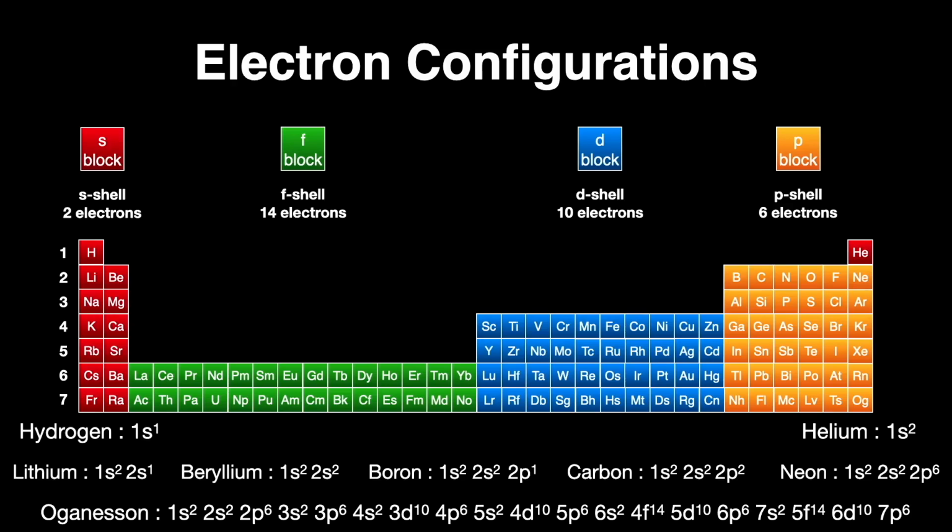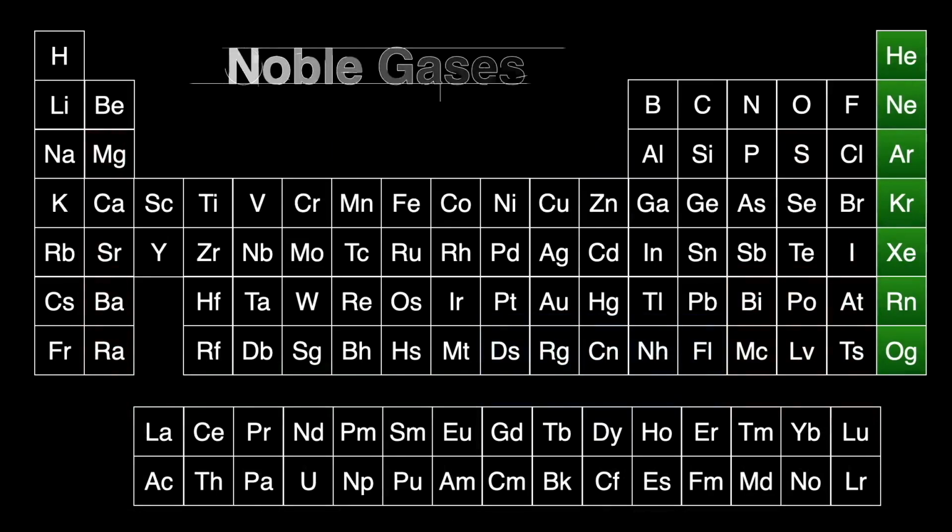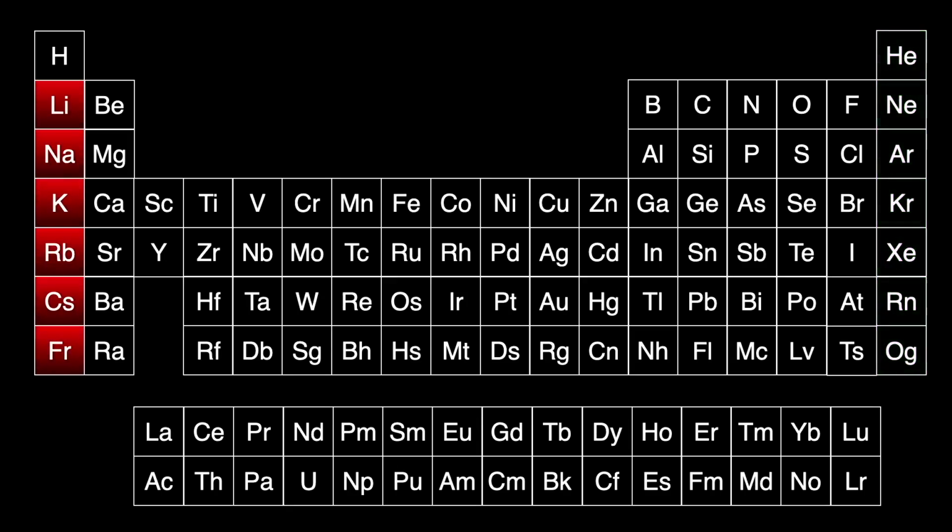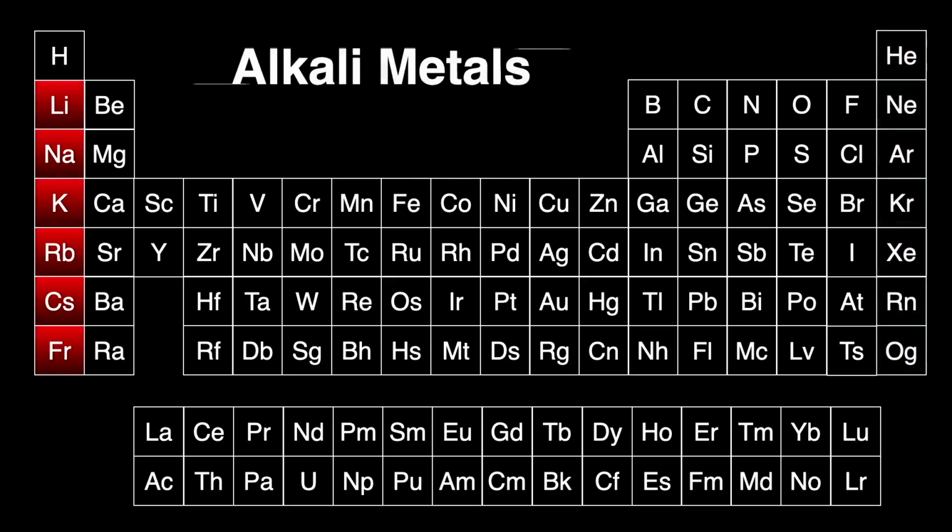What other patterns can the table show us? Let's go back to the more classic short-form table and have a look. The east coast of the periodic table have elements with completely filled shells. They are the inert or noble gases. The west coast, with the exception of hydrogen, contain the highly reactive alkali metals.